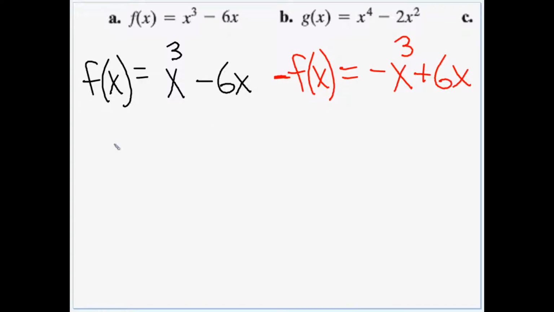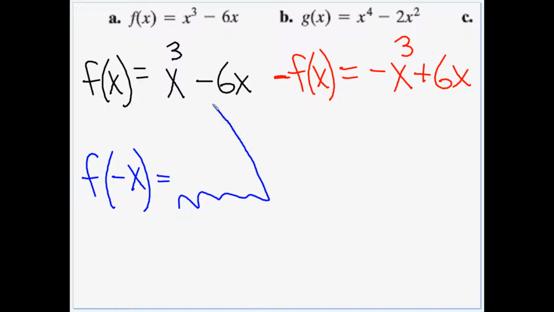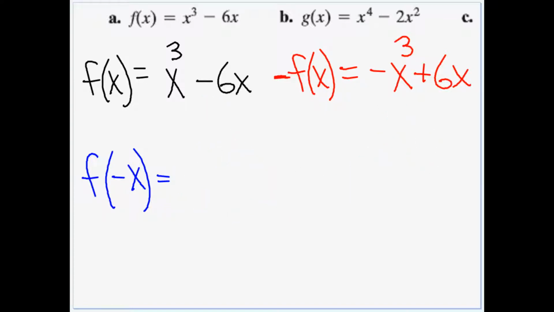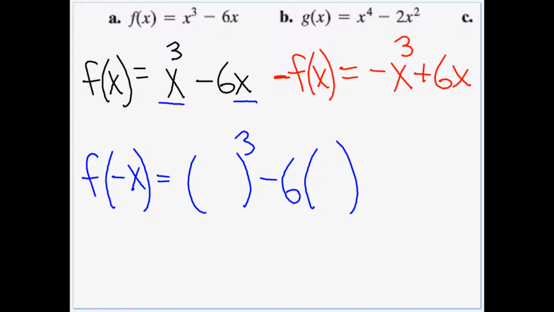Now the test, we're going to evaluate f of negative x. If what we get here simplifies to our original equation, it is an even function. If what we simplify here perfectly matches our negation of f of x, it's an odd function. If it doesn't match either of those, it's neither even nor odd. So I'm going to take this x cubed minus 6x. I'm going to replace the x with a now negative x.